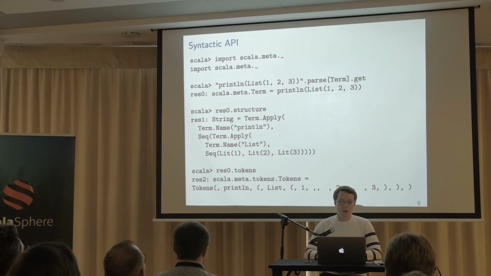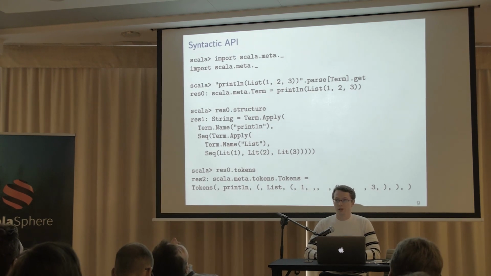So we have the structure of the code. For instance, we can see that this println application consists of a term apply, a term name, another term apply, and so on and so forth. But what's the meaning behind these trees? How do we figure this out?